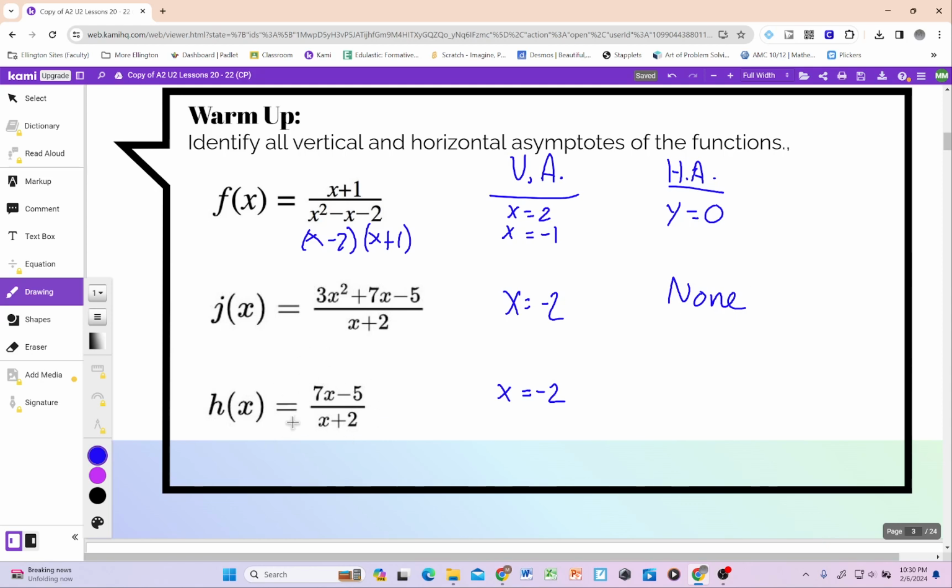For the bottom part, they're equal. These are of equal degree. So what's going to happen in this particular case? As these increase, essentially the 5 and the 2 just kind of become irrelevant. These numbers get so big that the 5 and the 2 don't really matter. So what you're left with is 7x over x, and you're left with a y value of 7.